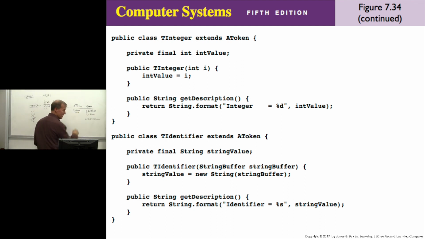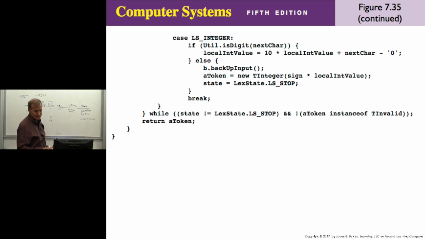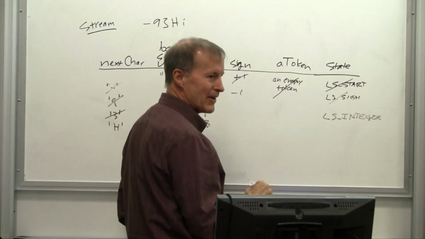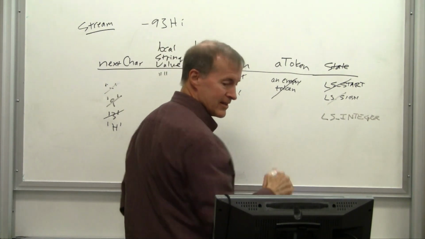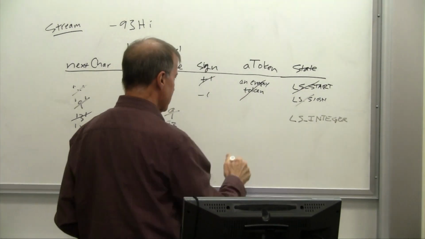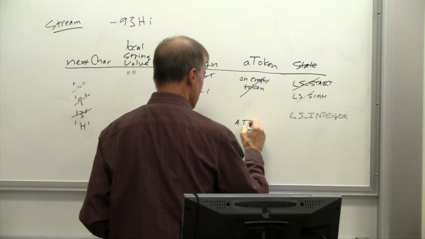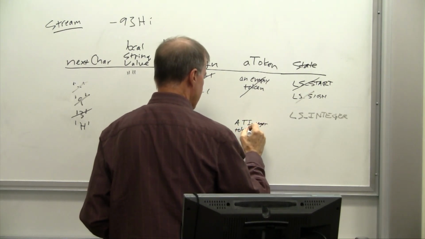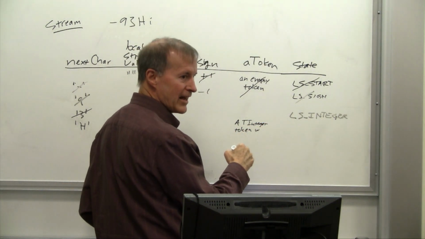So now this is all right. Let's go back to the code here. So now what happens is, this A token now is no longer an empty token. So boom. Now I don't know how to notate this, but now this is a what? This is a T integer token, with what value for its attribute? Negative 93.